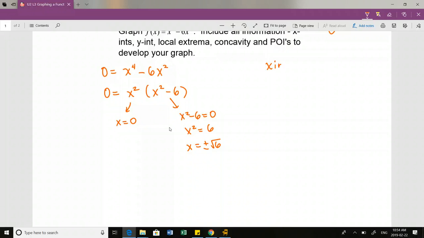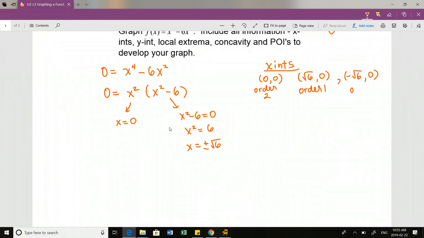Okay? So we've got our x-intercepts of our function. They come from the original function, setting it equal to 0 and solving. So we've got an x-intercept at (0, 0). And actually, we know that it is order 2 because the exponent on it is 2, drawing from some previous knowledge in advanced functions. And we also have (root 6, 0), order 1, and (negative root 6, 0), also order 1. Our orders should add up to the degree. The degree of this is 4, and my orders are 2, 1, and 1. They add to 4. That should make sense.